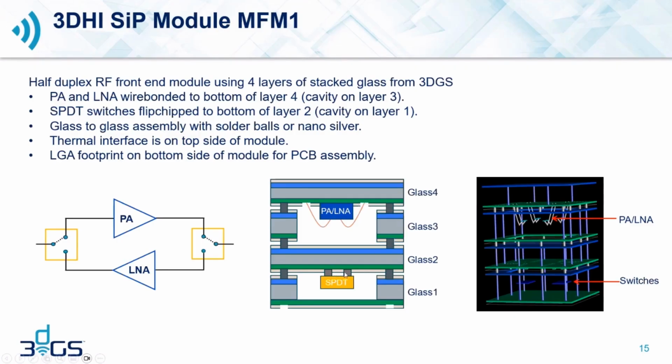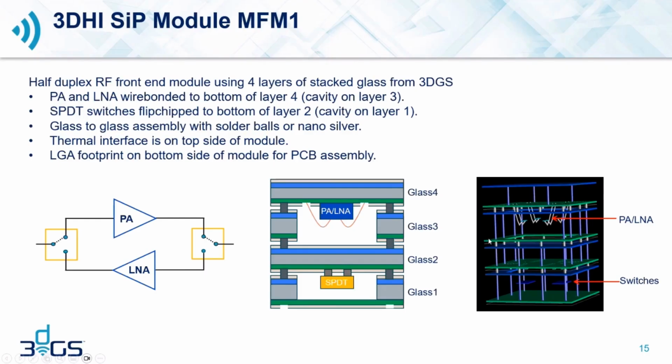Finally, there are 2 single pole double throw switches, which are flip chip assembled to the bottom side of the second glass layer. And again, there are cavities in the bottom glass layer to create room for those switches. In this case, there's a window frame cavity on the third glass layer and what we call a picture frame cavity on the first glass layer. So glass layer number 1 also has an LGA footprint that can be assembled onto a customer PCB with a solder stencil.